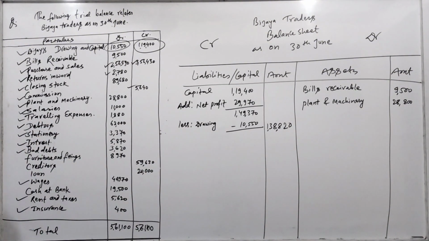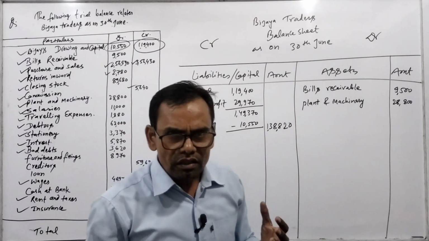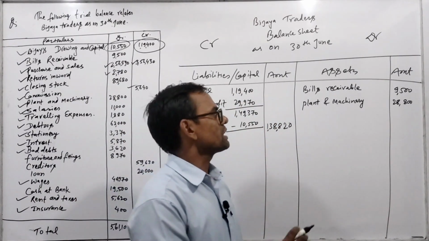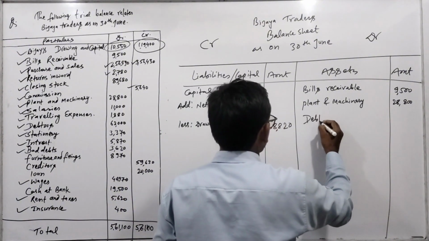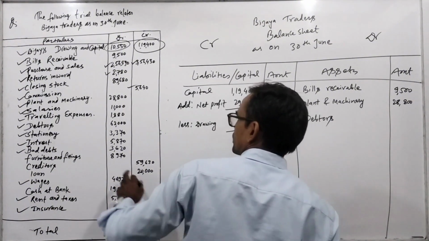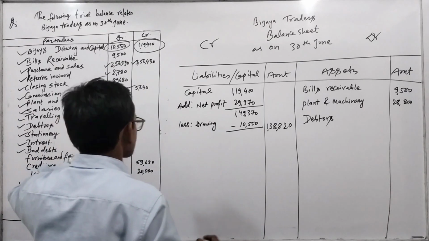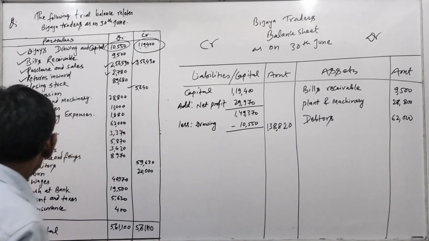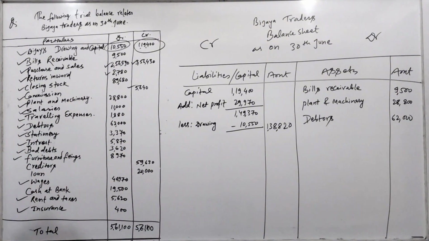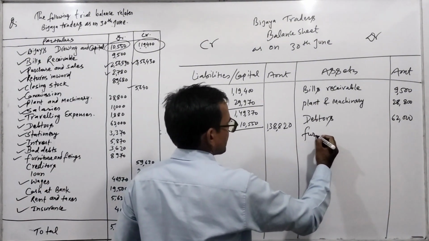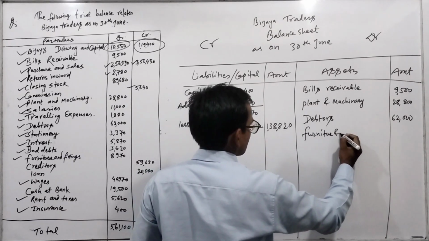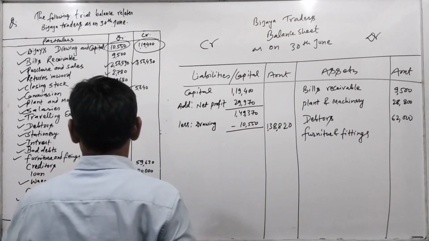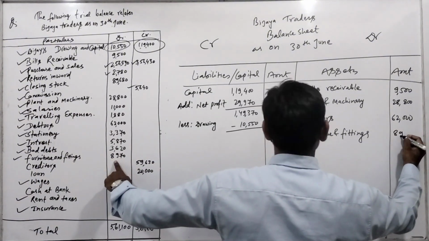Here is debtor. Debtor means that we have to receive from that. So that is receivable. Debtor is an asset, a current asset. So debtors means current assets, and that should be written on the asset side. Similarly, furniture and fittings, that is fixed assets. Furniture and fittings you have to write on the asset side. Very simple. 8,970.